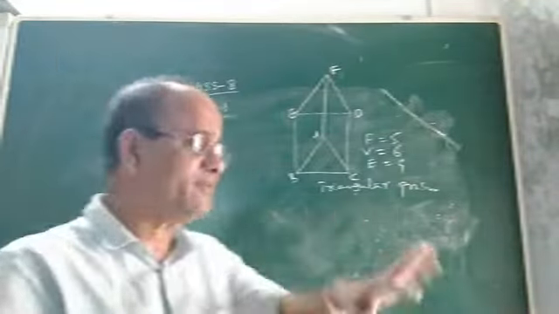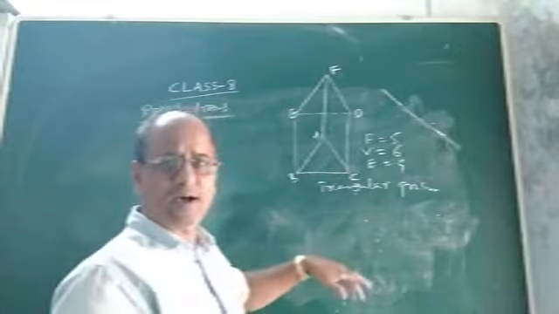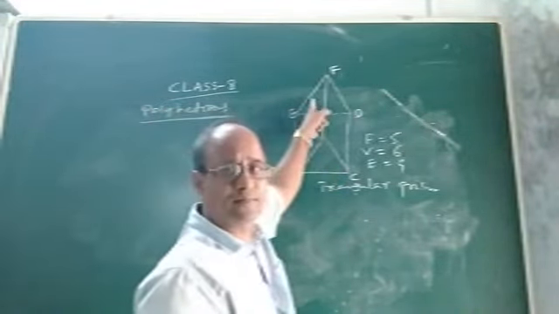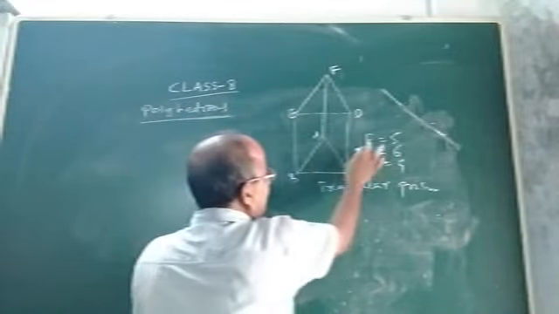Now let me discuss another one. Look at this polyhedron. If I ask you what is the base, here the base is a triangle. And what about the top? The top face is also a triangle. And what about the lateral faces? See, there are a total of 5 faces.